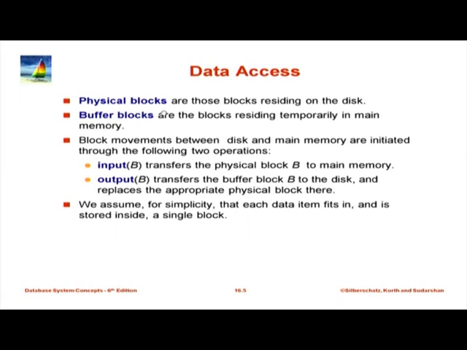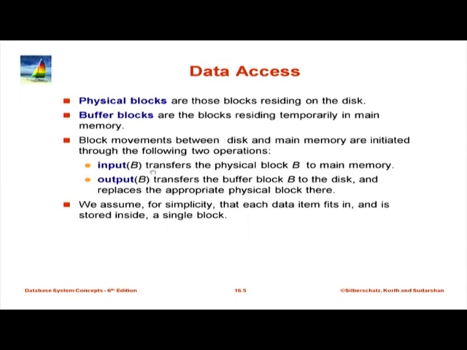When you want to read a block, the first step is to input the block from disk. By disk, I am including solid state disk. It need not be hard disk. So you input the block from the disk or the physical location to main memory. So now it's in the database buffer in memory. And now you can proceed to read from the in-memory block, write to the in-memory block.